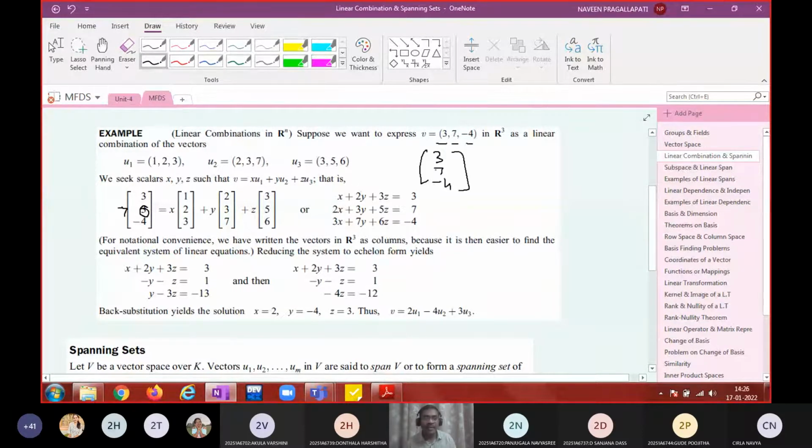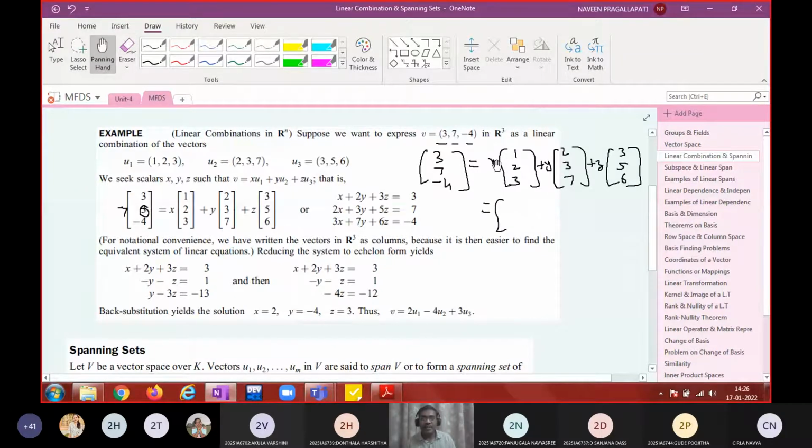Okay, we want to express this as a linear combination of these three vectors. That means x into u1. What is u1? 1, 2, 3 plus y into u2, 2, 3, 7 plus z into 3, 5, 6. Okay, so this is nothing but scalar multiplication and vector addition. So x into 1 is x, 2 into y is 2y, 3 into z is 3z, and sum of vectors is adding the corresponding elements.